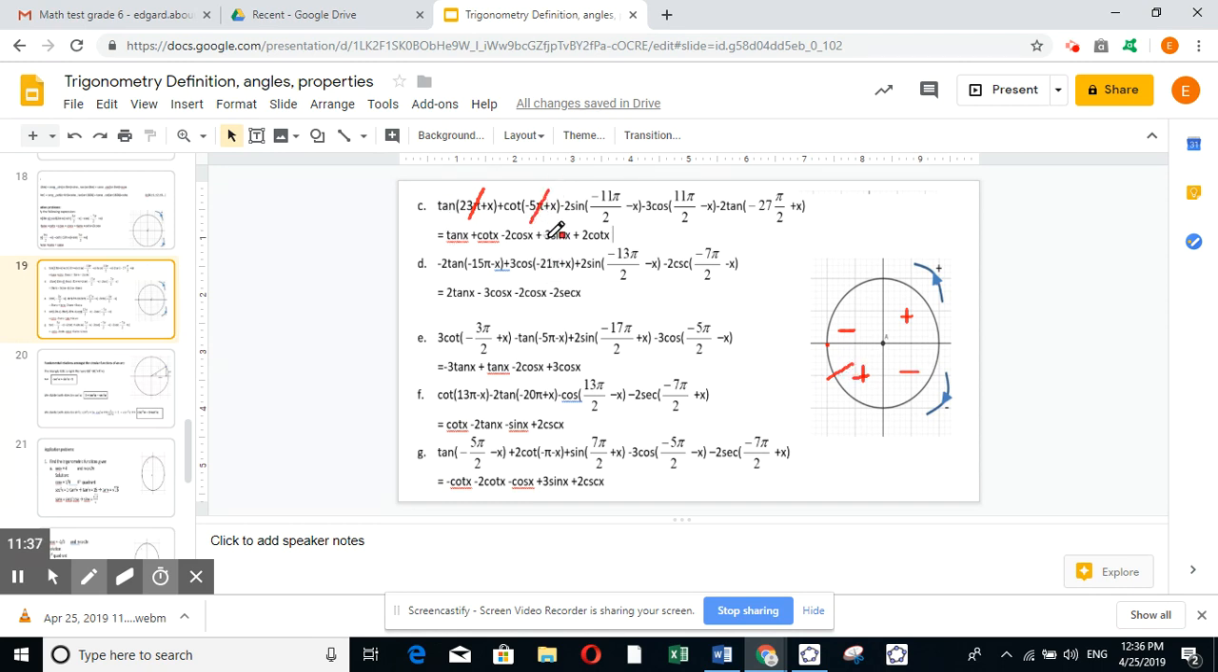Minus 5 pi, even I can cancel. If not, this is minus pi. Plus, you go also down. Plus, because you move counterclockwise. Also, it is positive here. I have pi over 2. Directly, sine will be cosine.